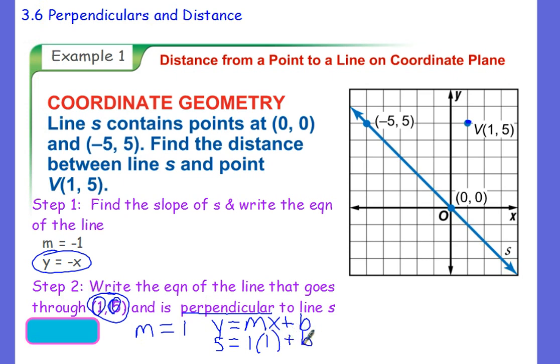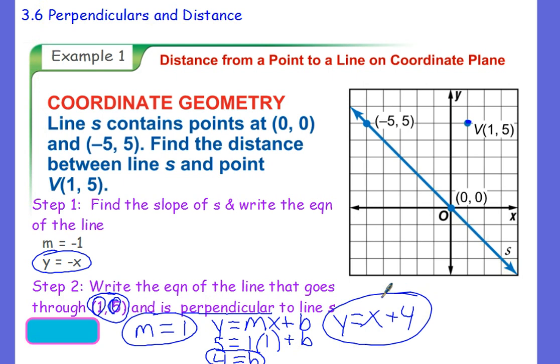Simplify that. 1 times 1 is 1. Subtract that from both sides. So we get b equals 4. Okay? So we've got our b. We know our m. We can go ahead and write the equation of this line. It would be y = 1x + 4.